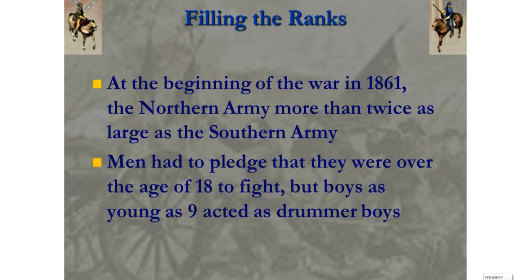At the beginning of the war in 1861, the Northern Army was more than twice as large as the Southern Army. Men had to pledge that they were over 18 years of age in order to be able to fight, but boys as young as 9 acted as drummer boys.